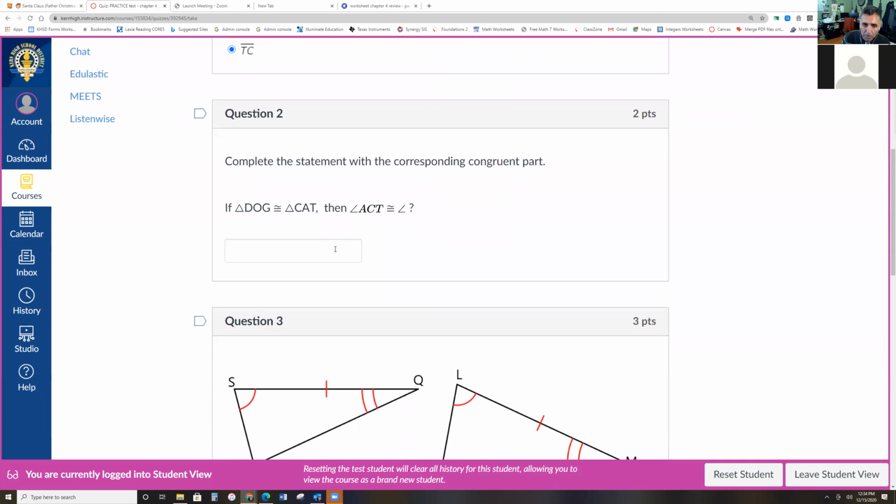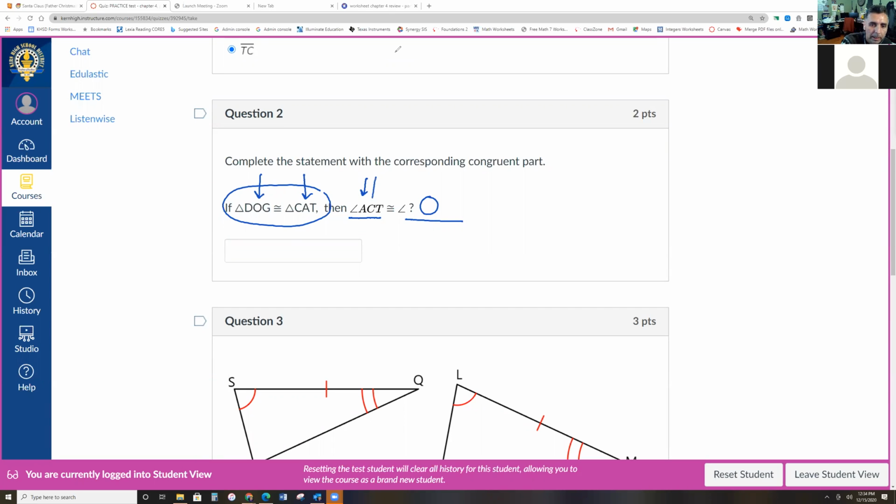Number two is not multiple choice. This one is kind of fill in the blank, but it's the same idea. Based on that congruent statement, you want to find the congruent angle to angle ACT. So again, look at the first letter. That's A. Find it in the triangle. It's the middle letter, so I should take the middle letter from that one, which would be O.